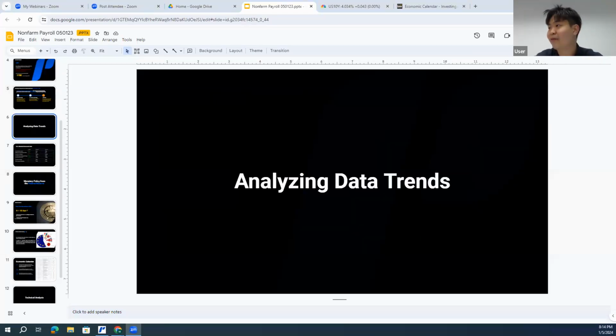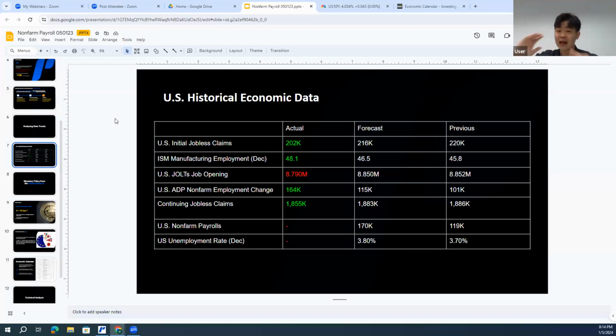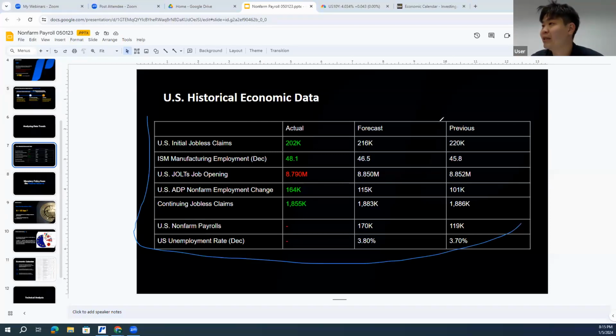So how can we forecast the NFP data? Whether this time the NFP data is going to become better or not, I think a lot of people want to hear it also. So I already summarized the reasons, the US economics data. This is mostly focused on the US jobs data. You can see US initial jobless claims, ISM manufacturing employment, JOLTS job openings. This is all the jobs data.